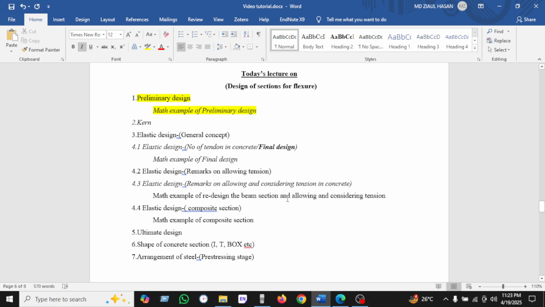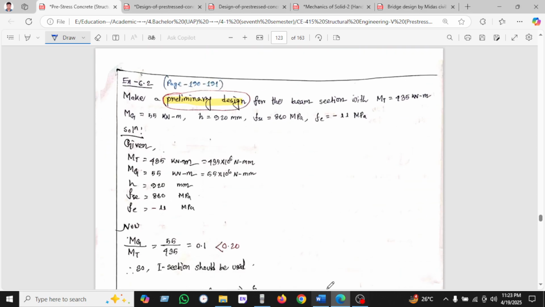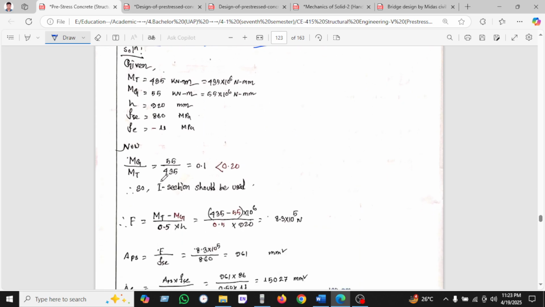Now we can see another example. Make the preliminary design for the beam section given. The total moment is given here, and the girder moment is given here, h and f, steel stress and concrete stress are given here. All the data is given here. We take the girder moment divided by total moment, which we will see is less than 0.2. So we will use the I section.